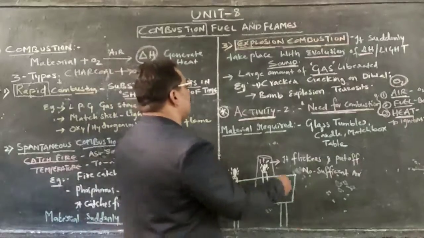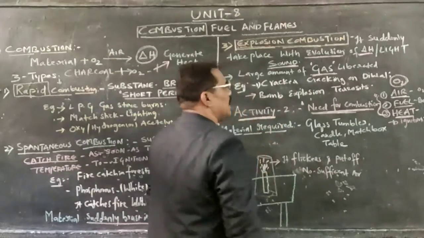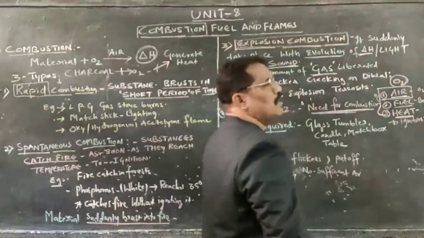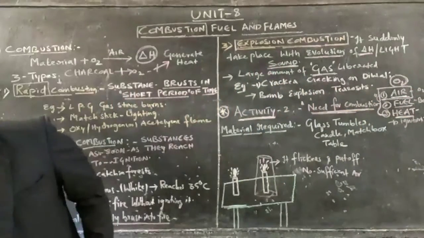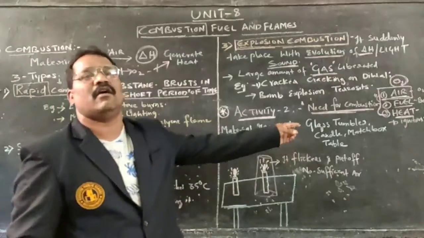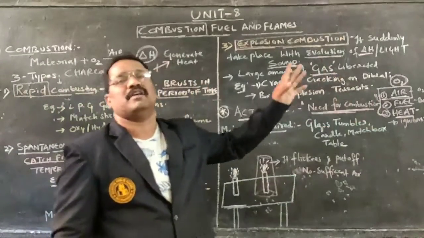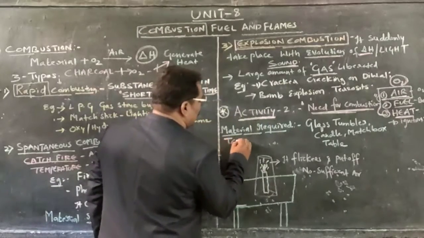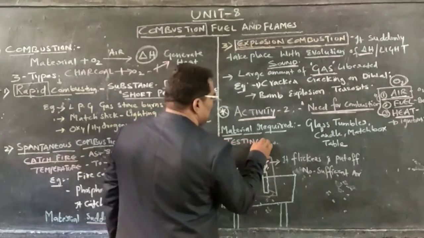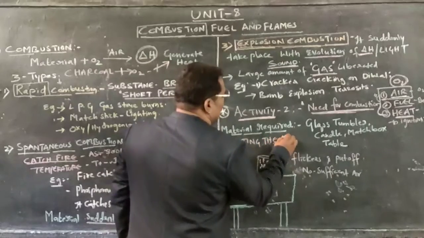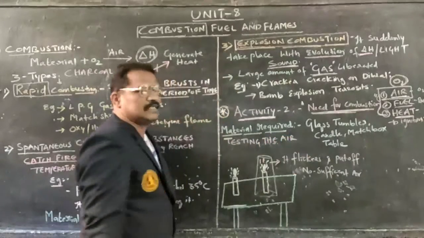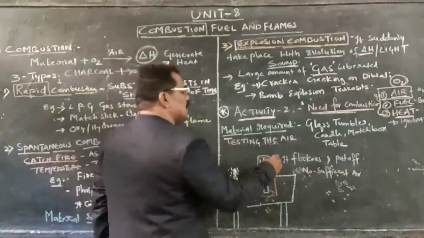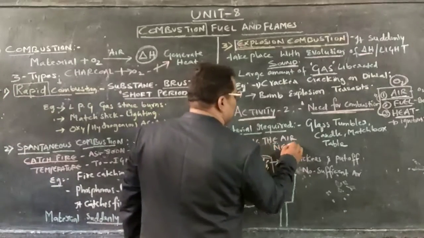Among that, now we are performing activity 2. What information does activity 2 give? What statement can we give? Activity 2, testing the necessity of air for the combustion process. Activity 2 gives information about what? Testing. We are testing that air is necessary for combustion.